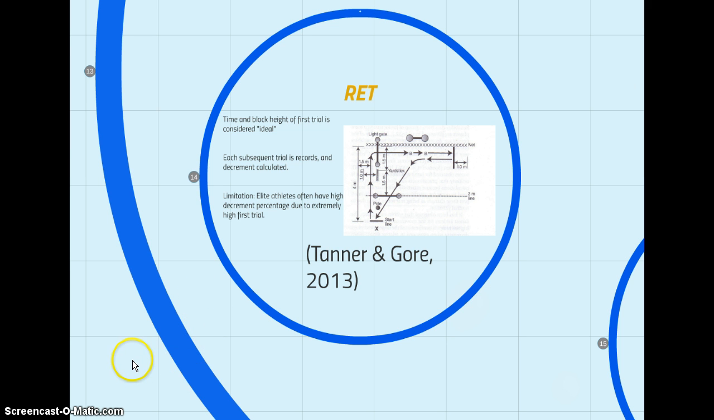The limitation of this is that elite athletes often have very high scores in the first place, so that first trial that's considered ideal is very, very high. So while they may seem like they're fatiguing quite a bit, if their second or third trial has a high decrement, the overall score for the second or third trials may still be well beyond average for elite players.